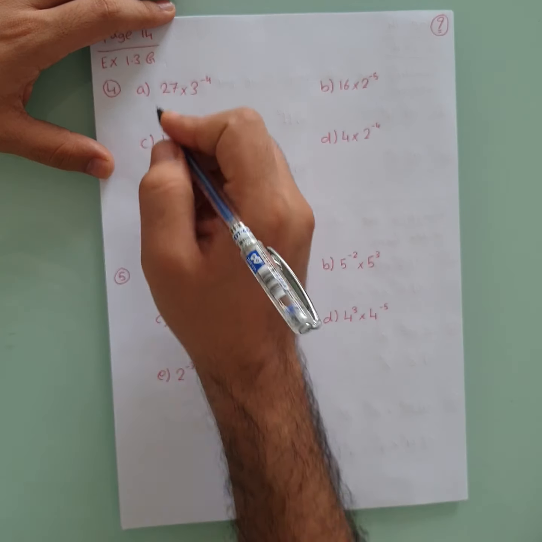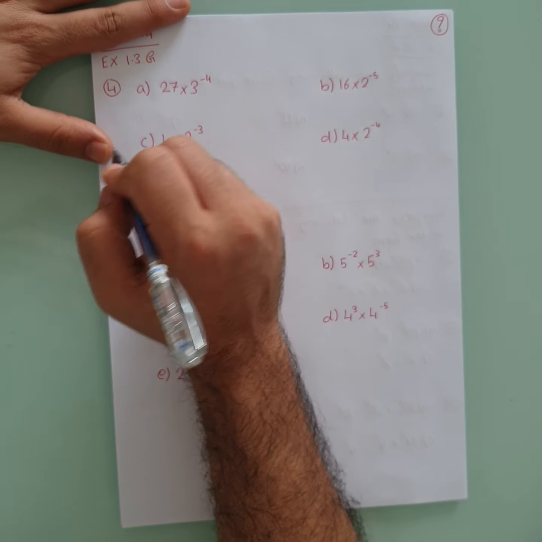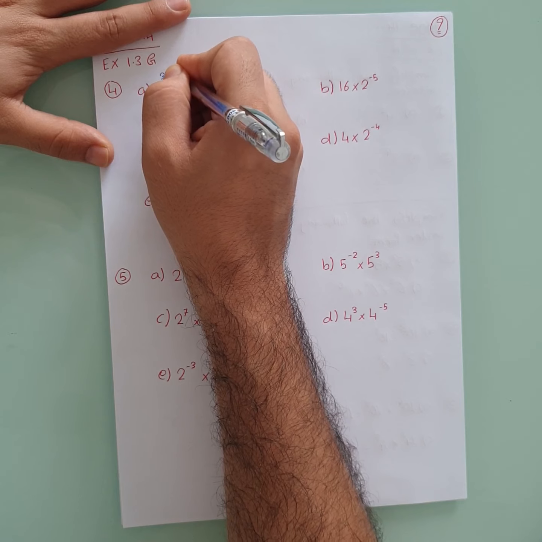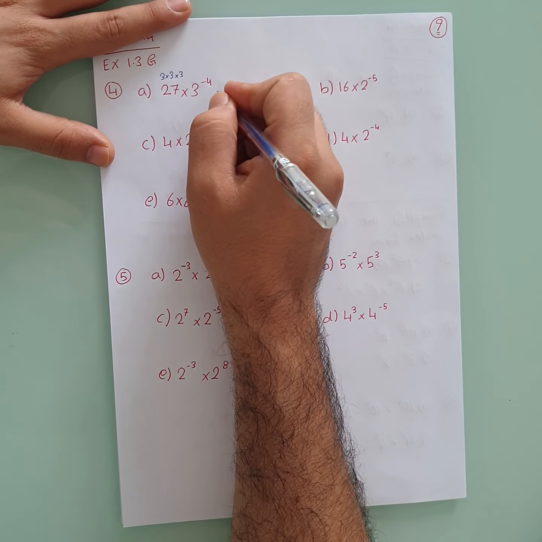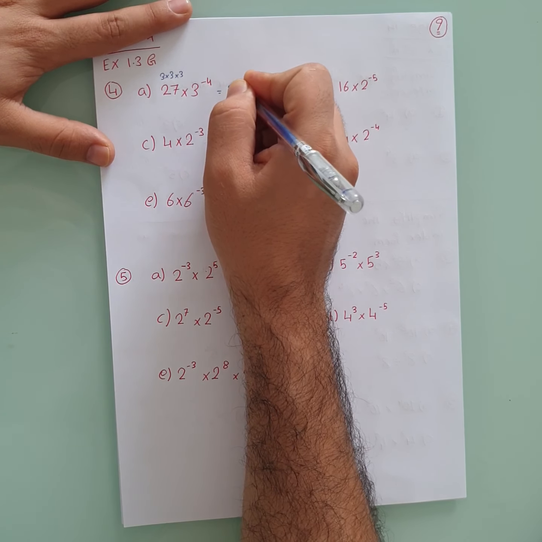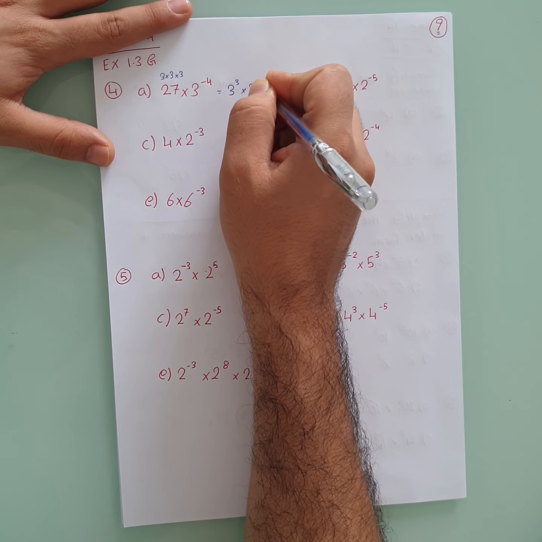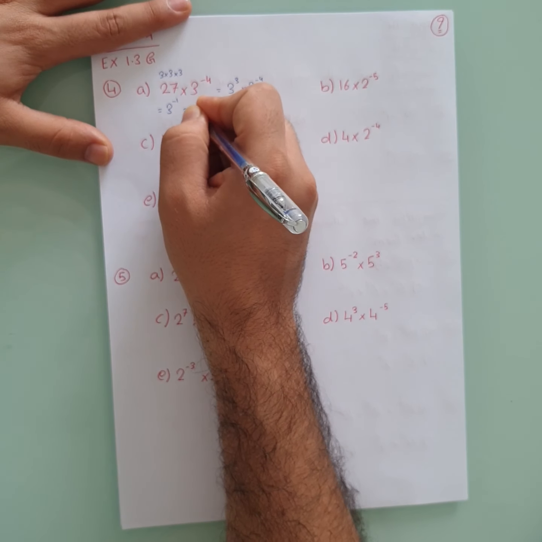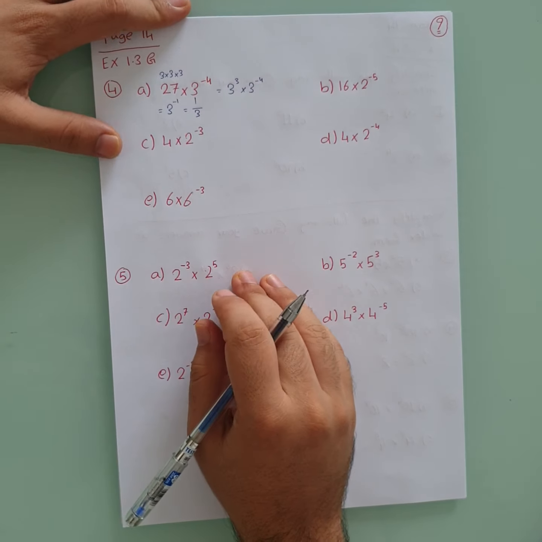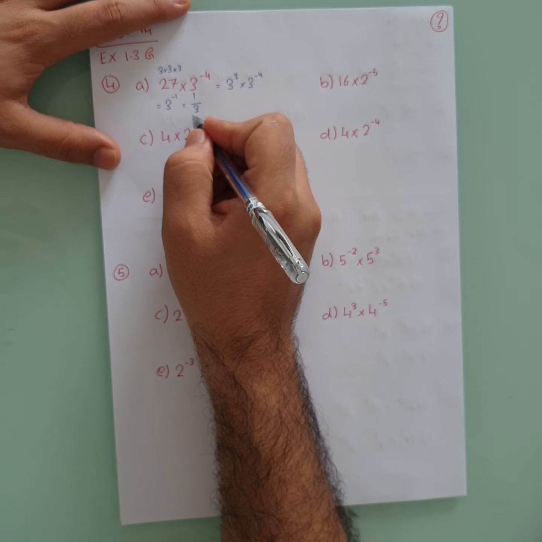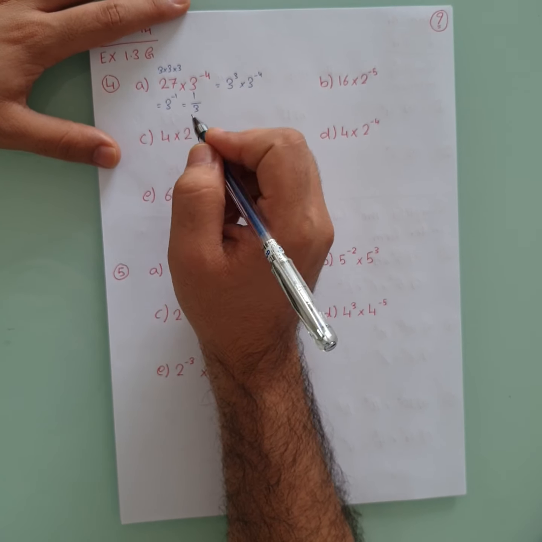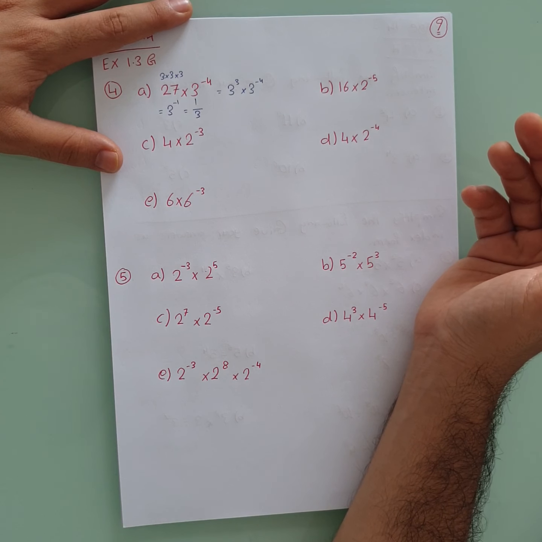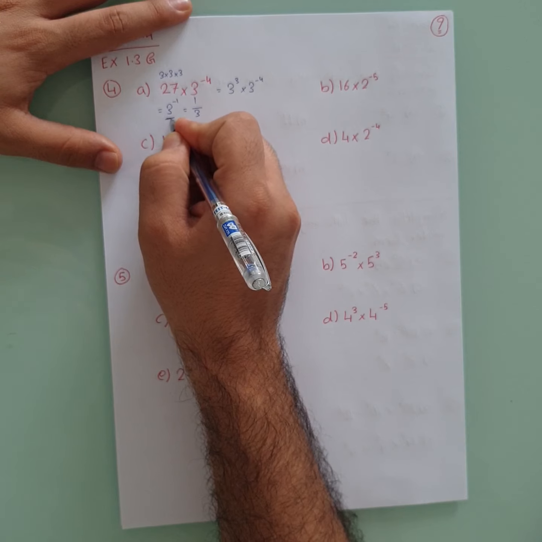Question number 4. 27 times 3 to the power of negative 4. 27 is actually what? 3 times 3 is 9, times 3, 27. So this is actually 3 to the power of 3 times 3 to the power of negative 4. And this is going to equal 3 to the power of negative 1, which is 1 over 3. I am doing this because the question is asking me to simplify, either leaving it as an integer or fraction. If it didn't ask you, it's okay to leave it here.